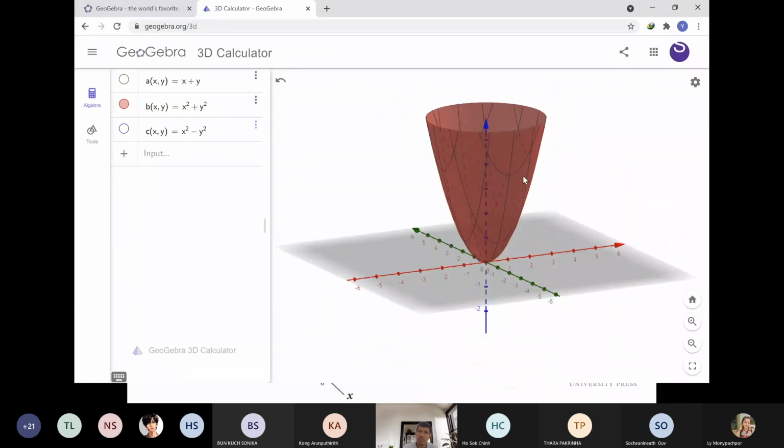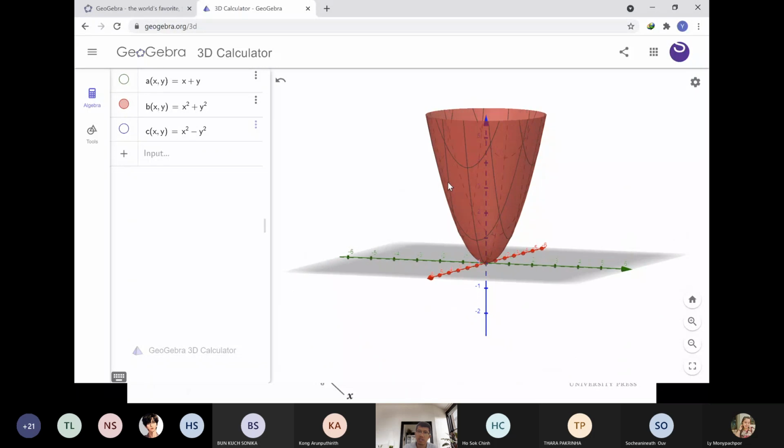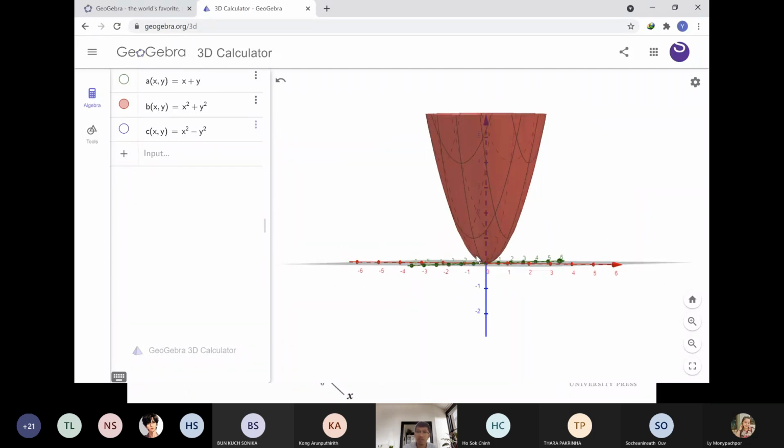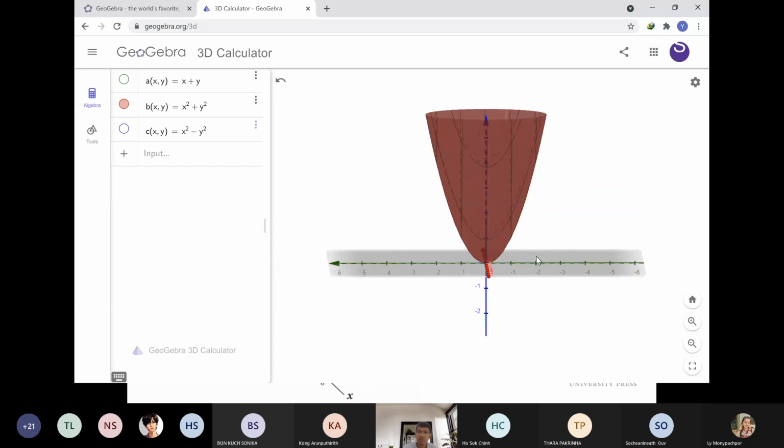It's kind of a 3D figure, right? A surface, not a solid, but a surface. So if you carefully observe this particular function, for example, if you forget about y, you just have z equal to x squared. So it should be kind of a parabola, right?